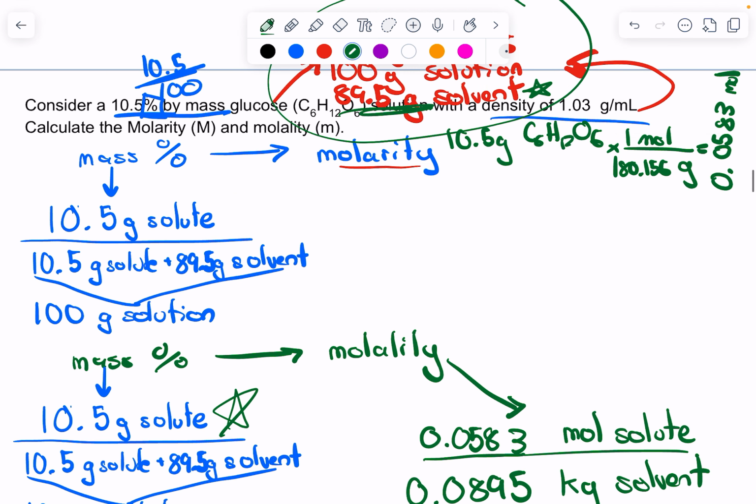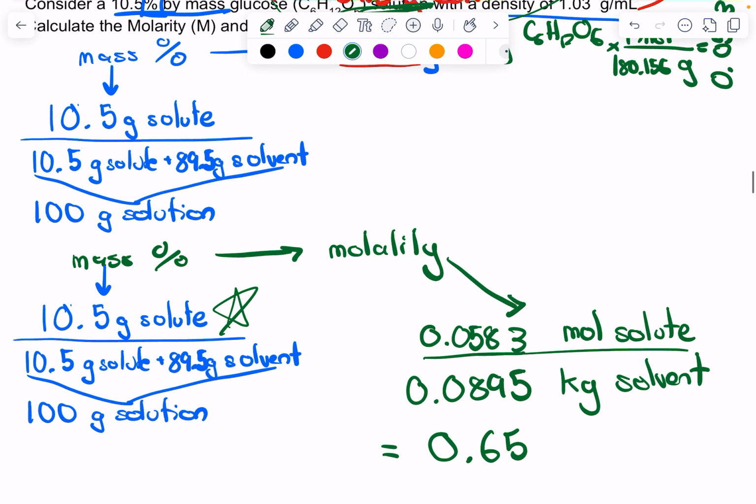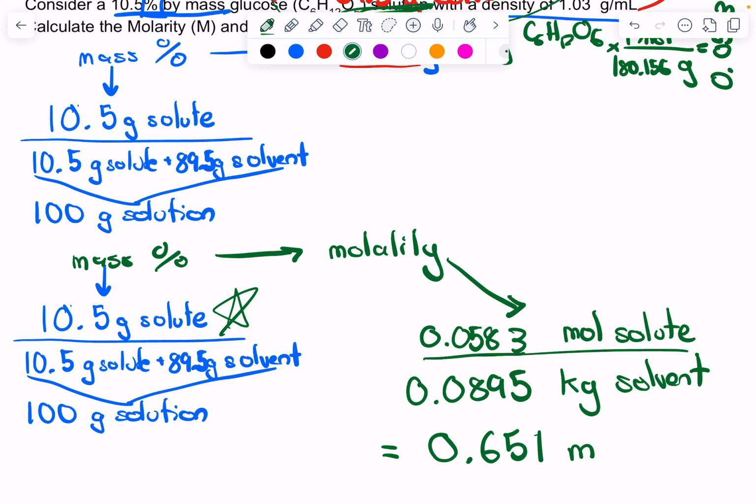0.651. All of these have 3 sig figs, I believe. 0.651 molal. I don't think I said that earlier. That's how we say that. When we say molarity, we say molar. When we're saying molality, we say molal. Okay? That's our answer for converting 10.5% by mass into molality.